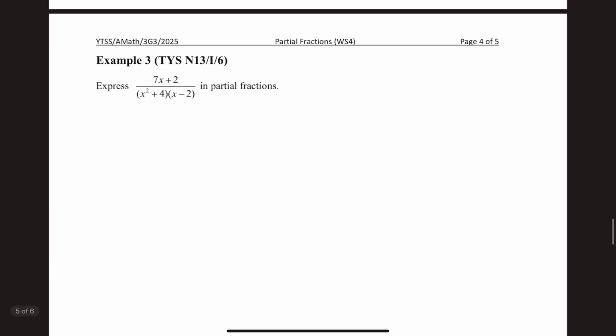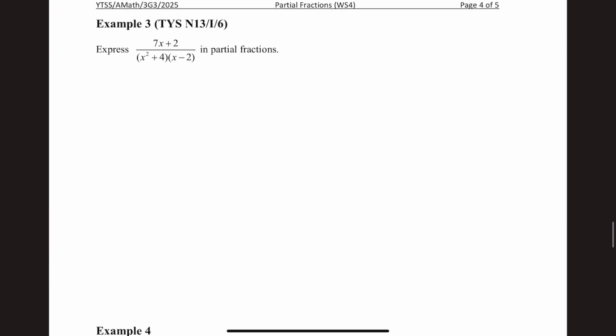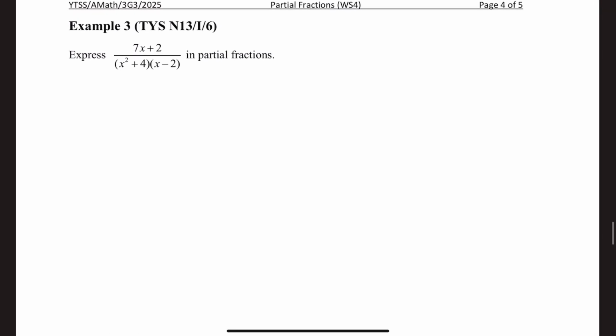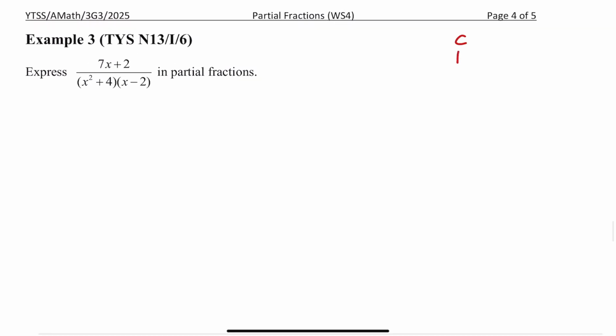Okay, let's move on to example 3 now. Example 3, express this in partial fractions. So the steps are the same throughout. So I'm just going to write the steps over here. Okay, please try this example by yourself. The steps are exactly the same. You need to just identify clearly. Okay, so you can pause this video here first. Then once you are done, you can continue playing this video to see how I work through these steps. Okay, so let's continue from here.